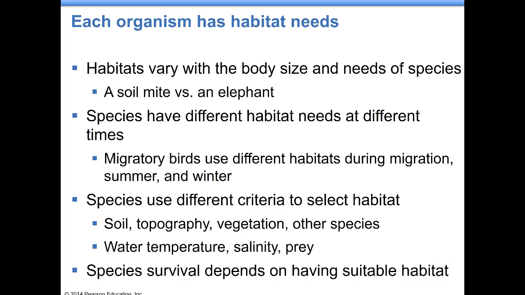But I've noticed, and you've probably noticed too, our winters have been warmer. I'm seeing robins come back early in February rather than late March, early April like they used to. So because of the change in climate, we're also seeing a shift in these migration patterns. But species use different criteria to select a habitat, so this is some of the things that we need to look at.